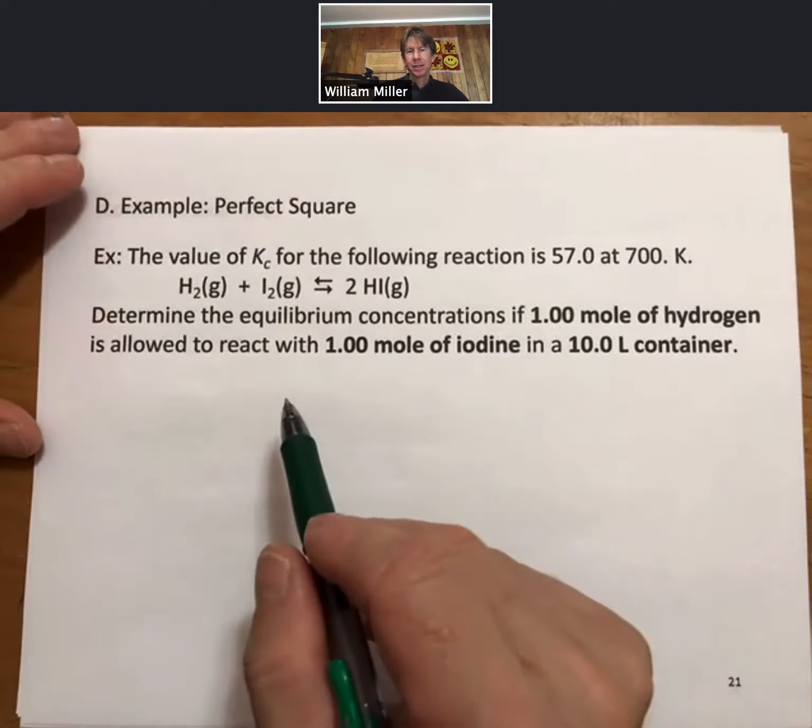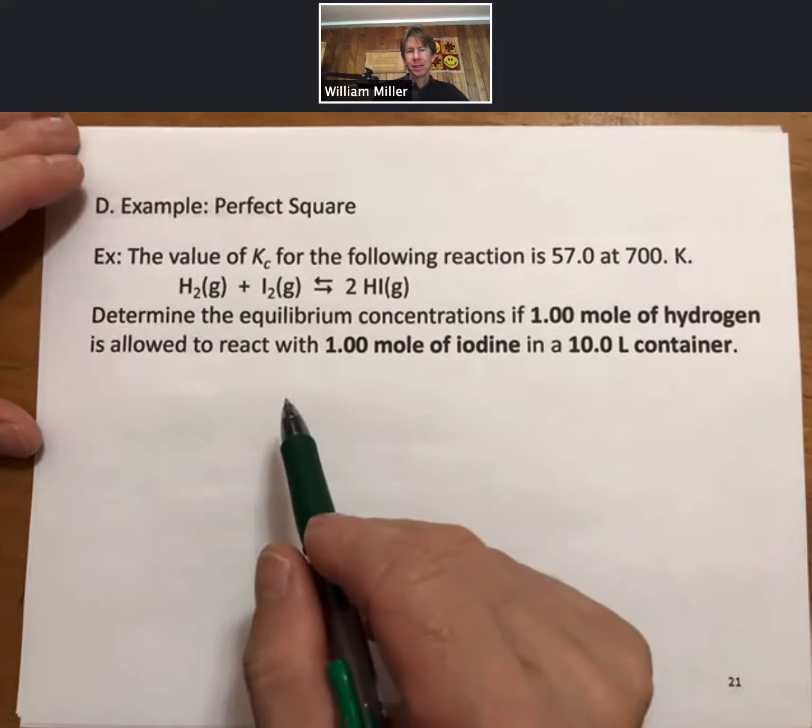So 2 things happening here. We don't have our molarities. We have to calculate them. And there's something called the perfect square going on.